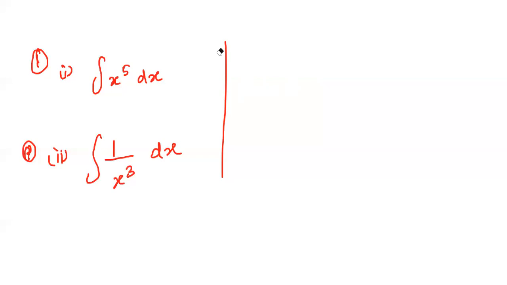Y to the power minus 1 by 2 plus 1 upon minus 1 by 2 plus 1, that is y to the power 1 by 2 upon 1 by 2, which can also be written as 2 times y power 1 by 2, plus c. When you have a fraction in the denominator, it can be written in the numerator. Correct. Okay, first subdivision finished.